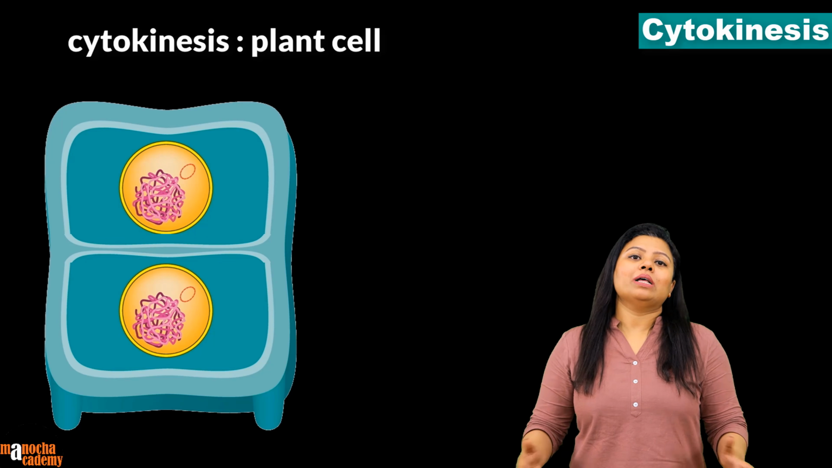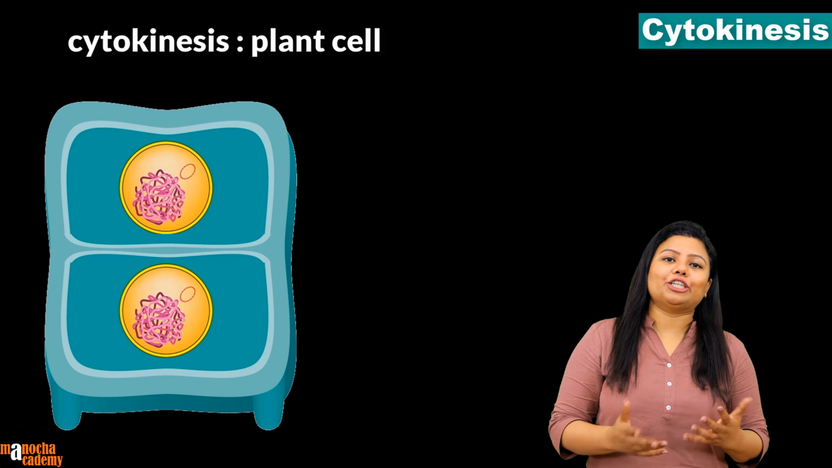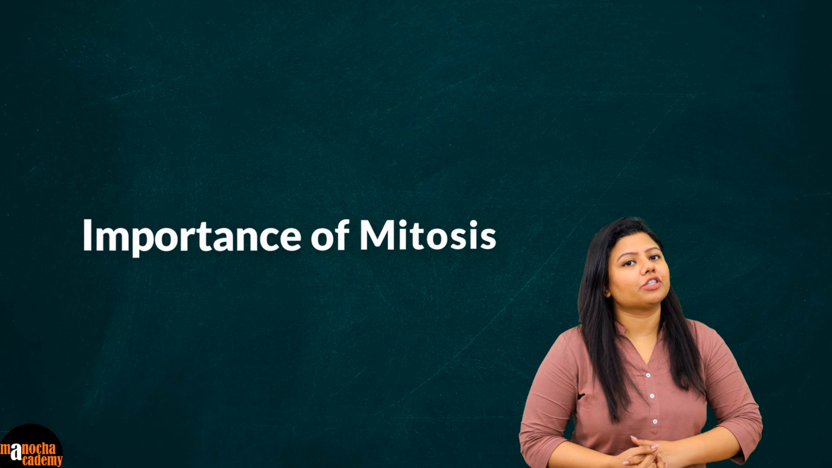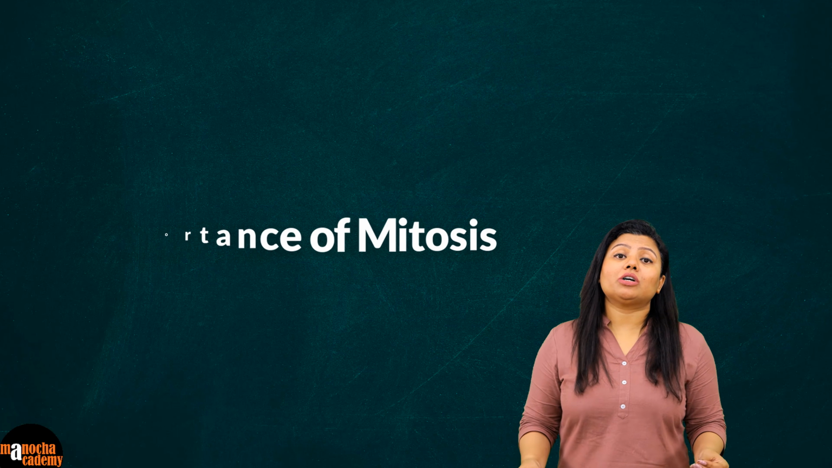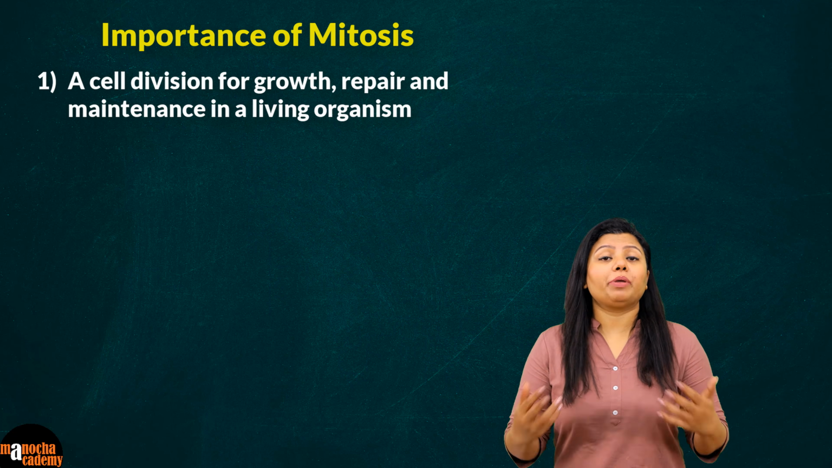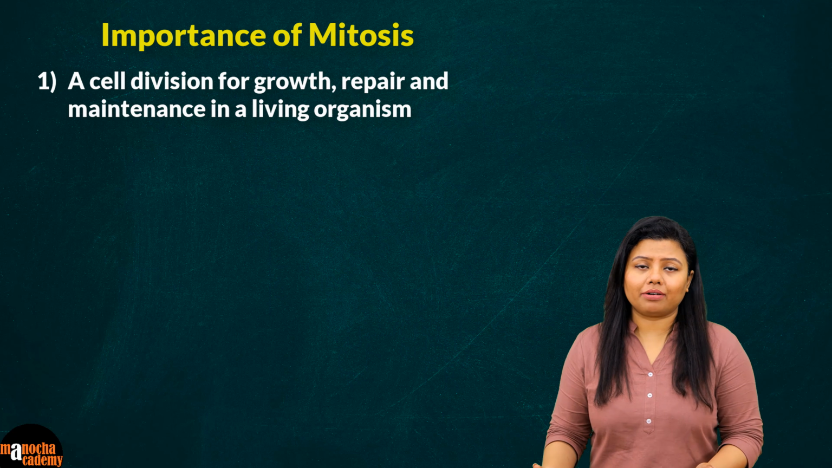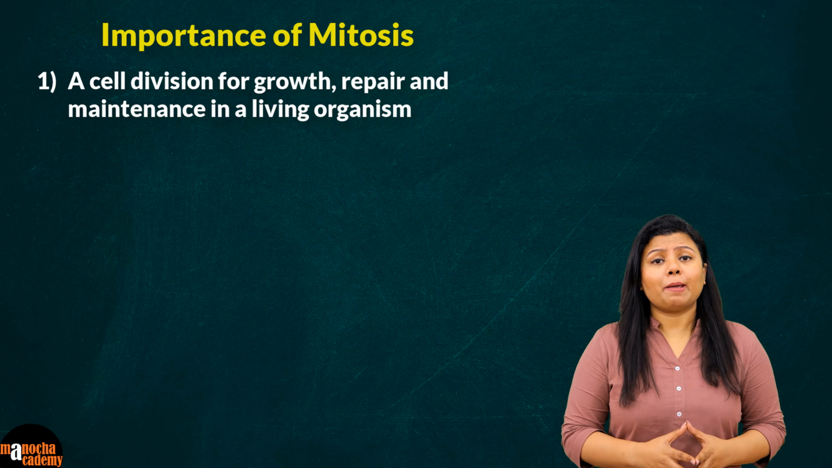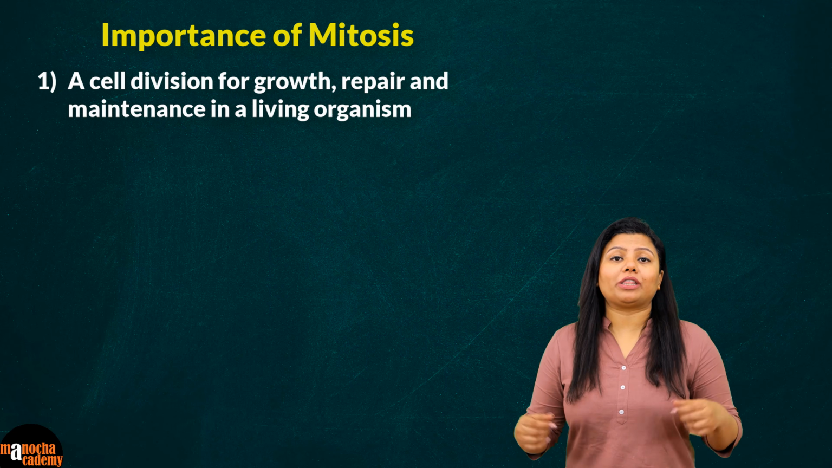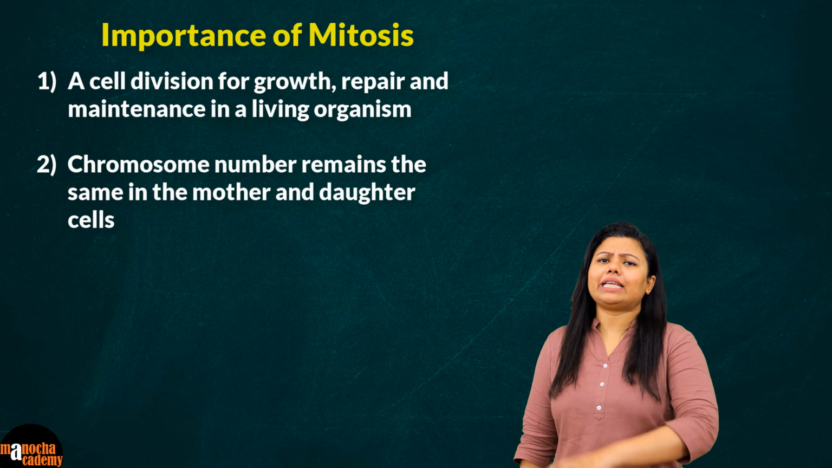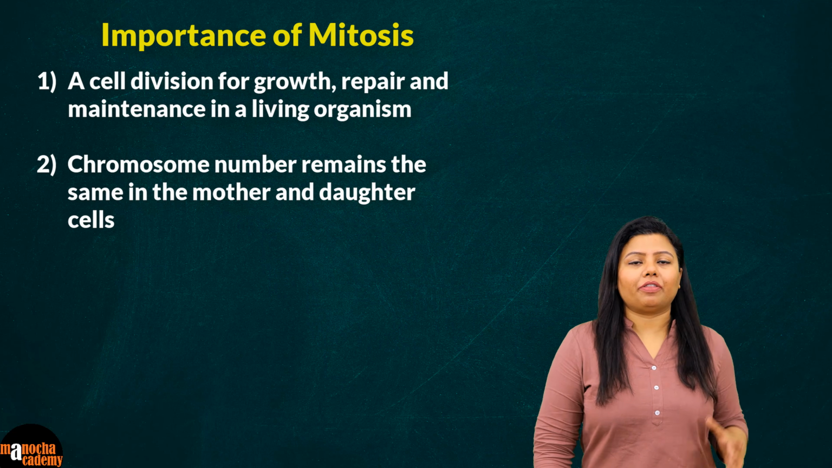As a result, now the plant cell has been divided into two daughter cells. So what is the significance of mitosis? Mitosis primarily is a kind of cell division which contributes to growth, repair and maintenance in a living organism. Why? Because it is a type of cell division where the chromosome number remains the same and the daughter cells are exact replicas of the mother cells.